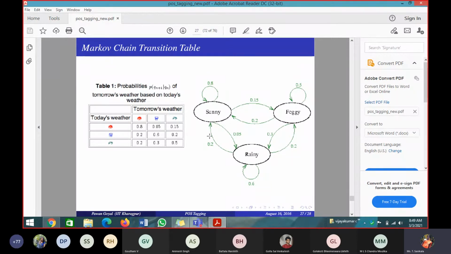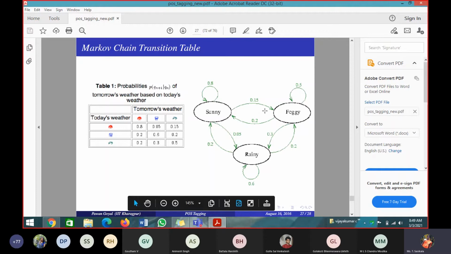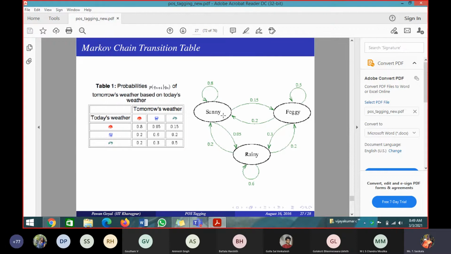So this means you have to identify the states if the diagram is given. How many states do we have for weather? We have 3 states: sunny, foggy and rainy. And the transition from one state to another state is given by a labeled arrow, an arrow mark with labeled values, to represent the probability.